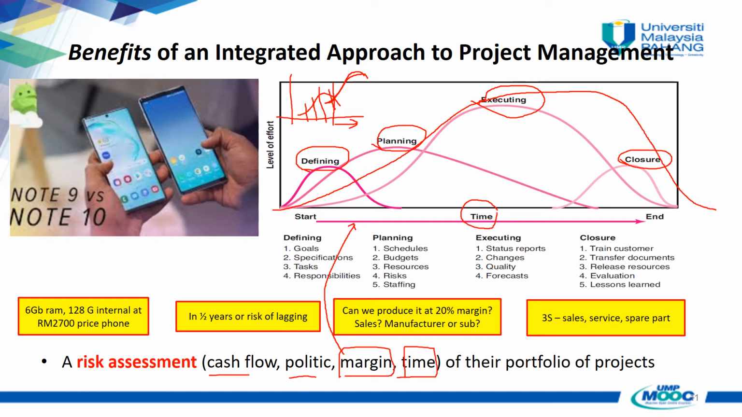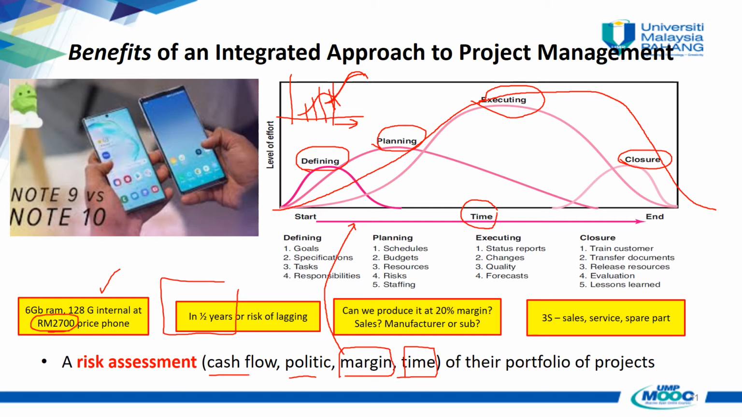6 GB RAM, 128 GB internal at a 2,700 price point. This is the specification that they want to produce. So what they're trying to do here is to make sure that in half a year they produce it, or there is a risk of lagging.